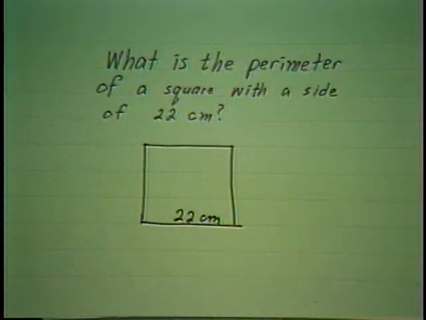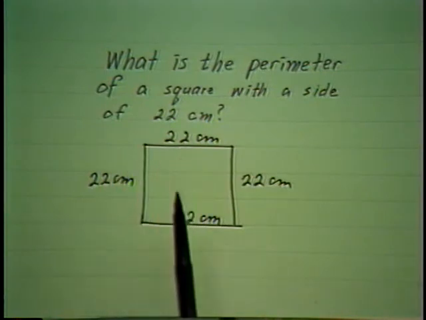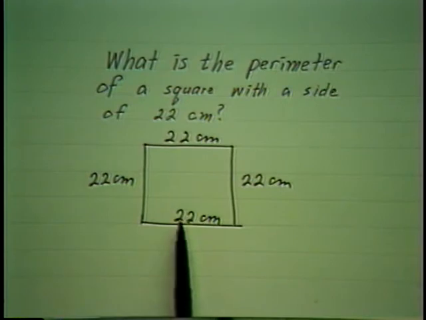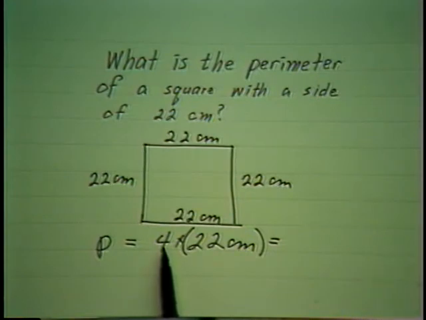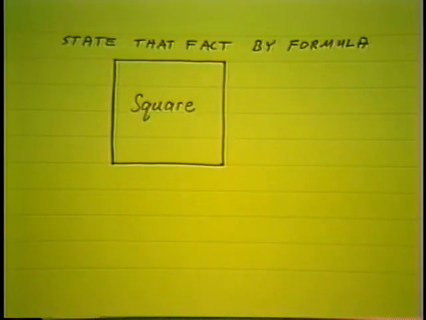Another one, what is the perimeter of a square with a side of 22 centimeters? Now what is a square? It is simply a rectangle in which all the sides are equal. So rather than taking this plus this plus this plus this, it's easier simply to take 4 times one of them. See, we're multiplying a measurement with a pure number, and of course we would get a perimeter of 88 centimeters. Let's state that fact by formula.